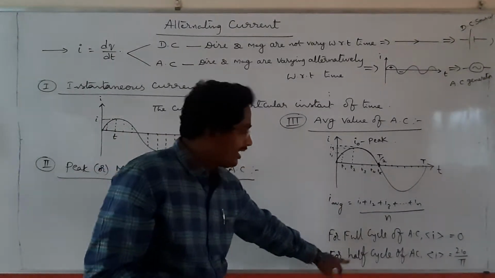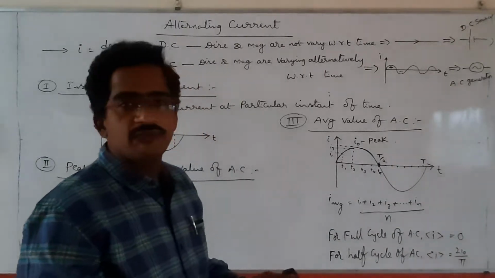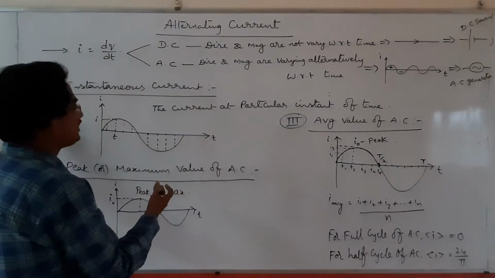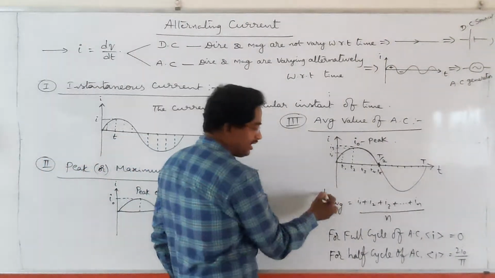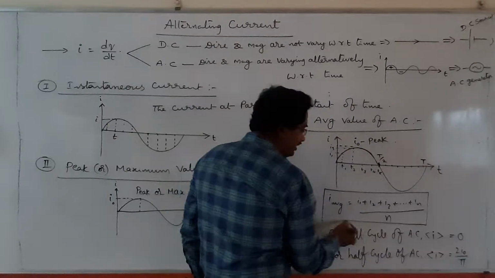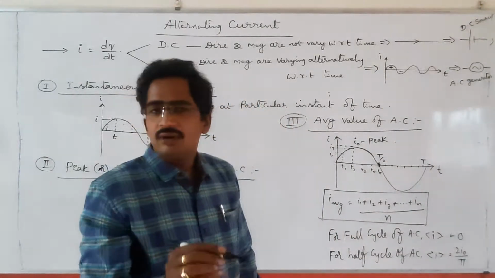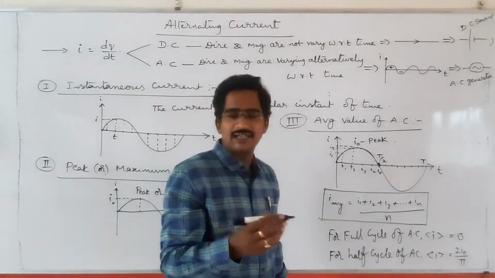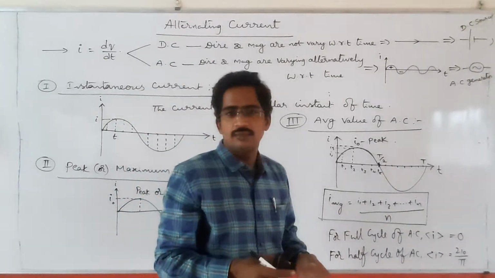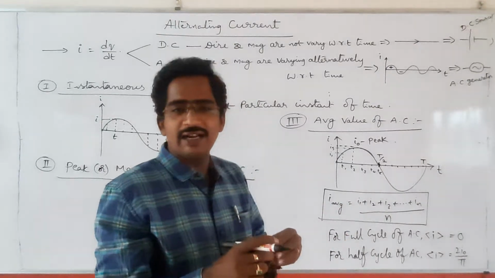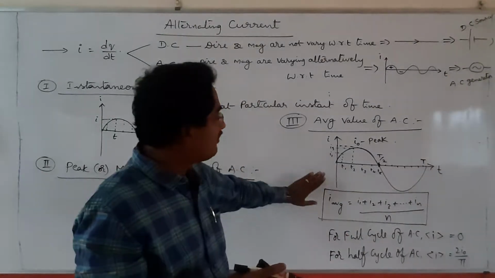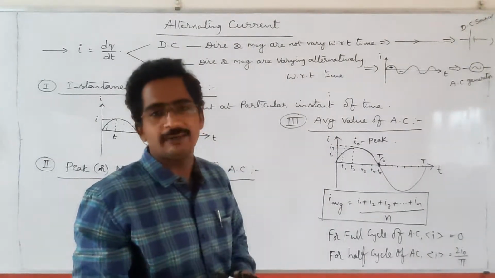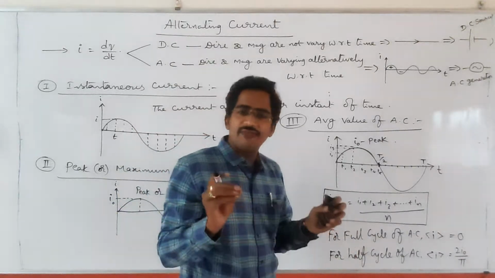First, for your idea, I repeat that point: the average value of AC. How do we get the average value of AC normally? That's the definition. It is the average of currents at different instants of time, or the mean of the currents at different instants of time, that is called the average or mean value of AC.